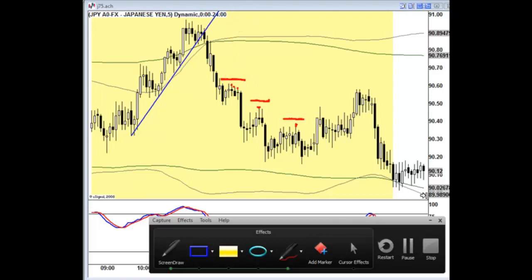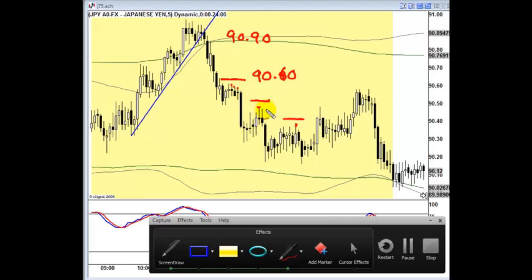So in this case we got in at, let's say, 91. We had a move down to 90.50. I'm just ignoring the rule of taking profit at 40 or 50 pips in this case, just for illustration purposes. We had a bounce back up to 90.60, and then a move lower again. So I moved my stop loss to 90.60.